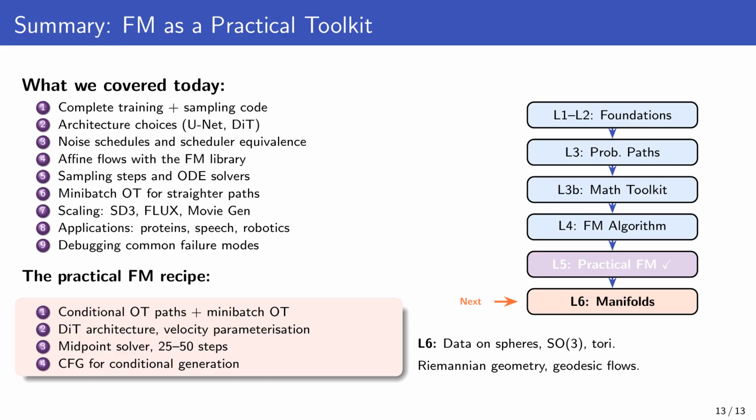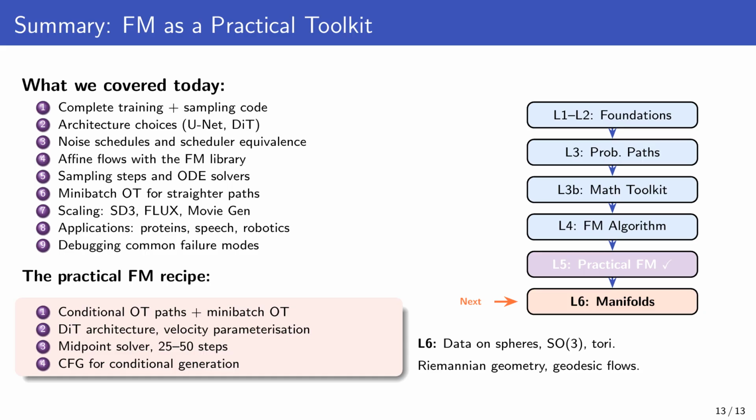We saw how the flow matching library handles all the mathematical plumbing. We analyzed the quality-speed trade-off in sampling steps and the hierarchy of ODE solvers. We demonstrated how minibatch OT produces straighter paths and better samples. We surveyed the state-of-the-art systems for images and video, and we explored applications beyond vision in proteins, speech, and robotics. Finally, we compiled a practical debugging guide for common failure modes.